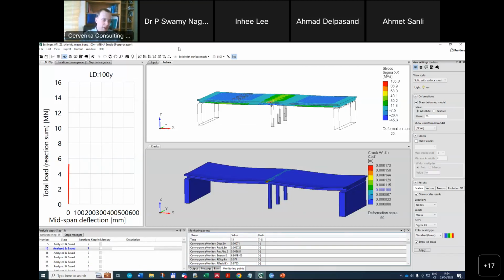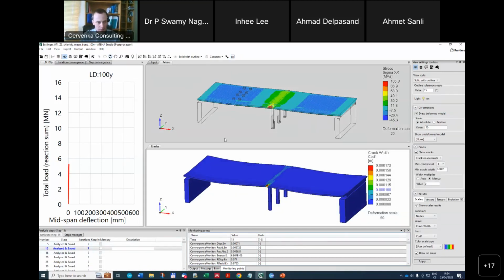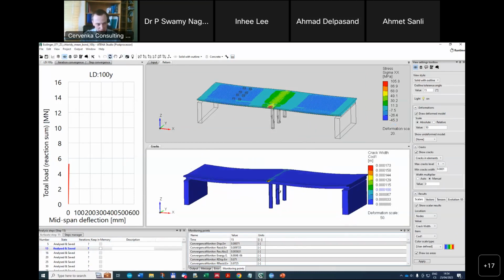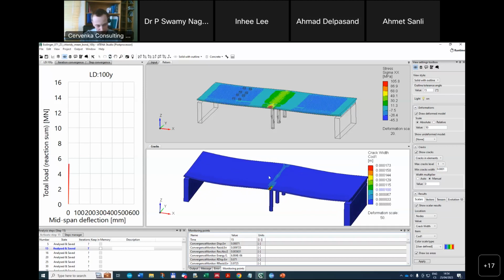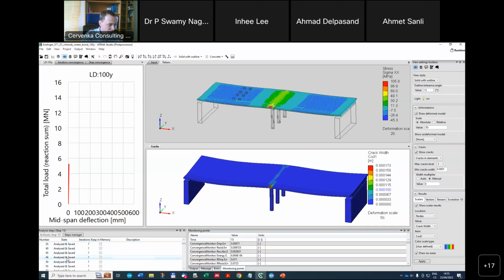In here I have the same problem calculated, and let's just quickly go through the results. On this part of the window I show the LD diagram, and here you can see the stress in the reinforcement bar and the crack width at this load level. Now we are at the load level of self-weight and dead loads.